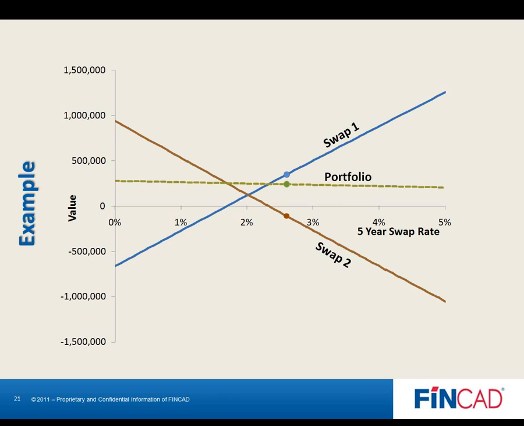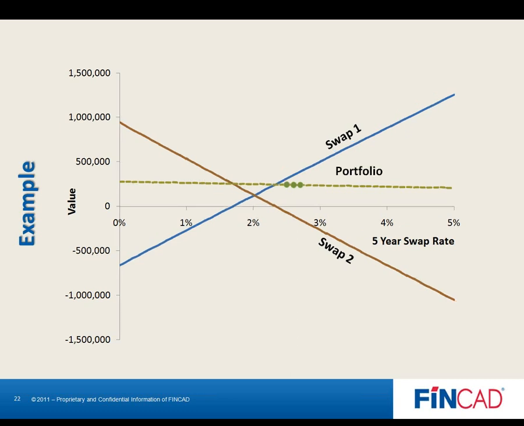The value of each swap and the value of the portfolio can be calculated for the current value of the market quote for the 5-year swap rate. That gives the position of the 3 dots. The question is how to calculate the slope of the green dashed line as it passes through the green dot.